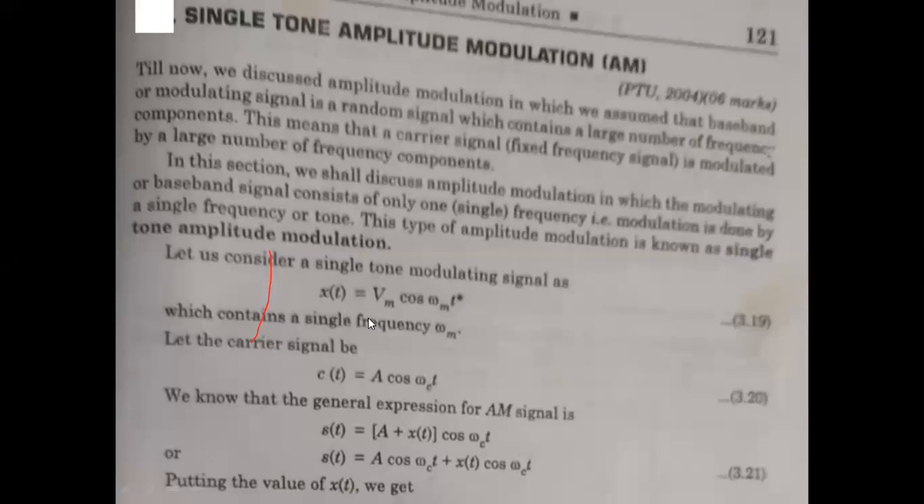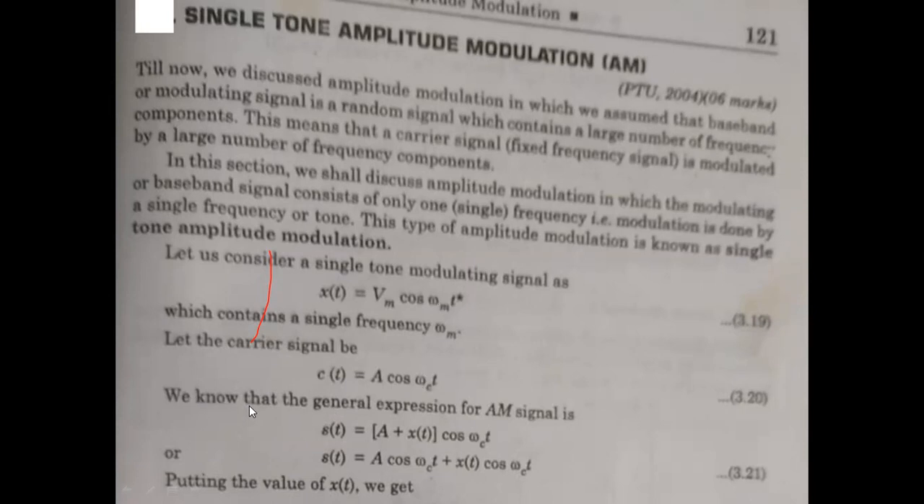x of t is called m of t. If we take the signal m of t equal to Vm cos omega m t, the magnitude is Vm and the frequency is omega m, which contains the single frequency omega m. That's why this is a single tone signal. Let the carrier be c of t, which is Ac cos omega c t. Vm cos omega m t is the modulating signal. Ac cos omega c t is the carrier signal.